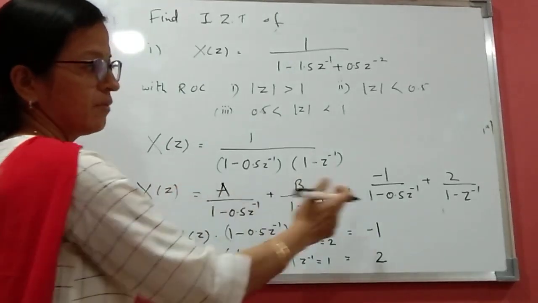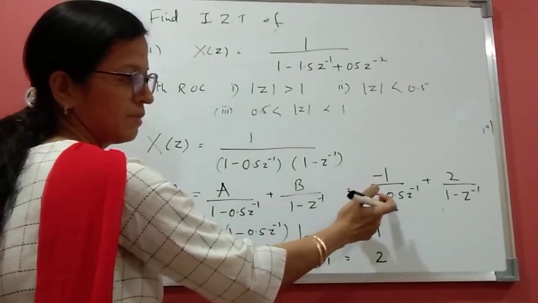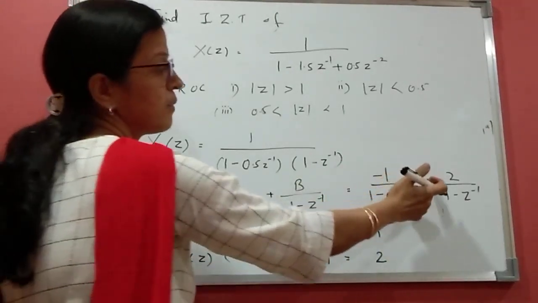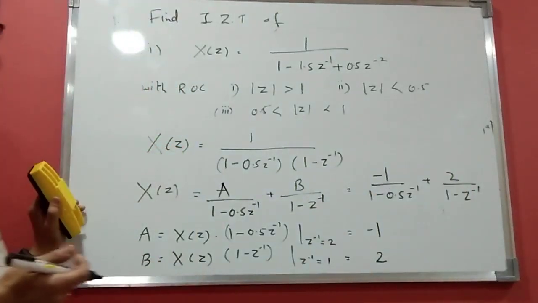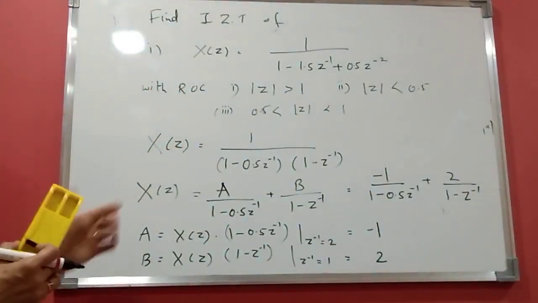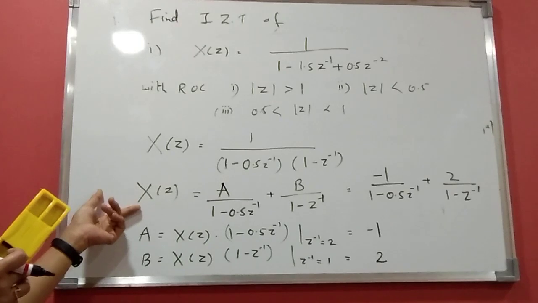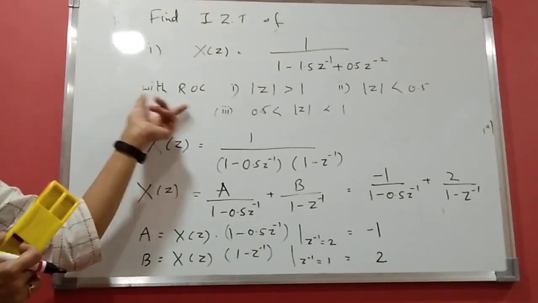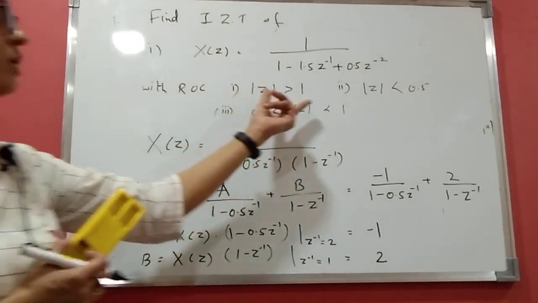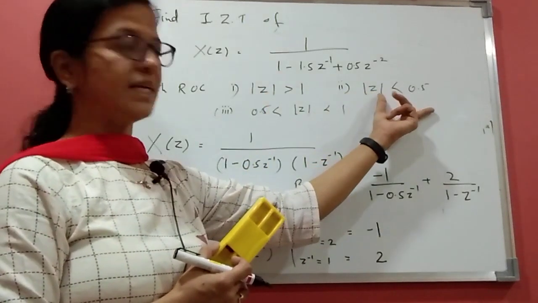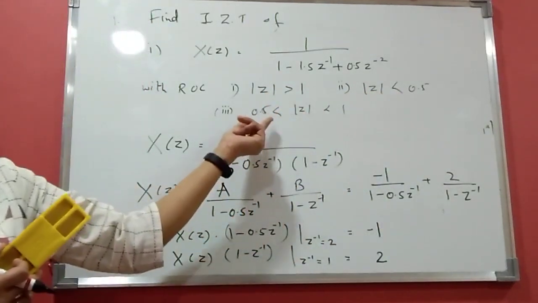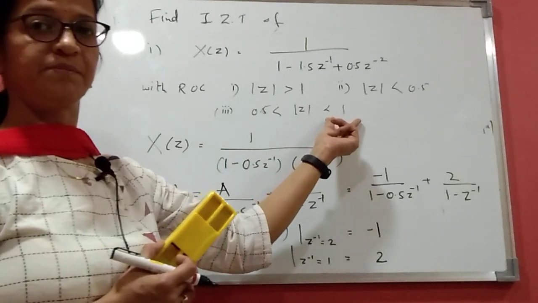So X(z) we are getting as minus 1 upon (1 minus 0.5 z inverse) plus 2 upon (1 minus z inverse). So for finding x[n] from this, we should first know what the ROC is, and the ROC is given in the problem. There are three ROCs given here: mod z greater than 1, mod z less than 0.5, and mod z greater than 0.5 and less than 1.